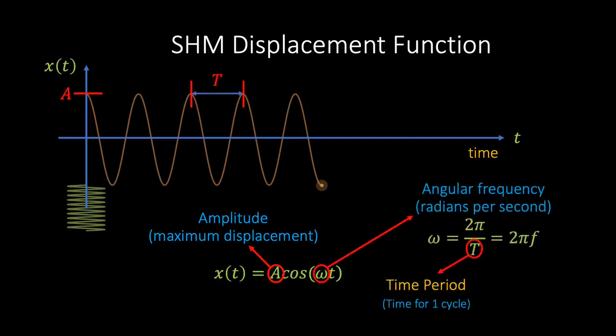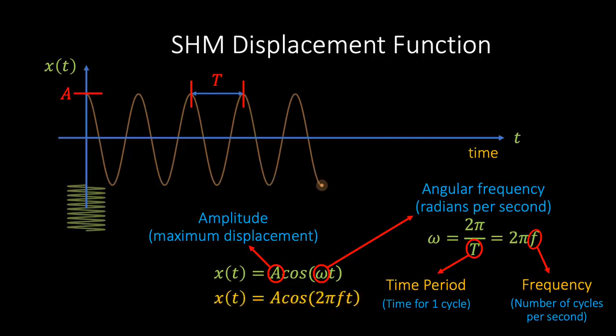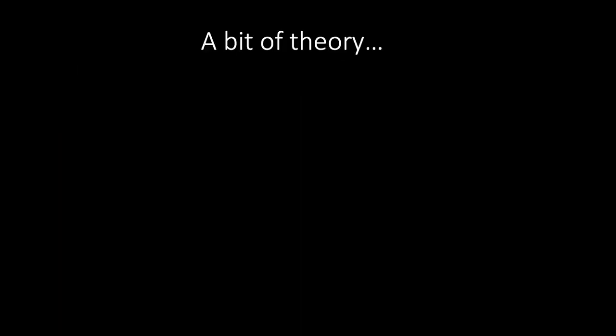Next, the coefficient of t is referred to as the angular frequency, measured in radians. We can formally define the angular frequency omega as 2 pi divided by T, where T is the time taken for one complete oscillation, or cycle, of the spring. Finally, we can write this in terms of the normal frequency f, where f is simply the number of complete oscillations or cycles per second. And so we see that an alternative way of writing the displacement function is as x of t equals A cos 2 pi f t.